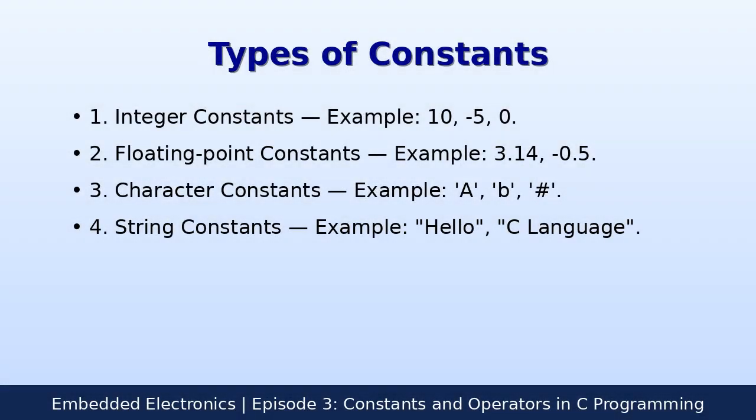Constants in C are of several types: integer, floating point, character, and string constants. For example, 10, -5, and 0 are integer constants. 3.14 is a floating point constant. Single characters like capital A or # are character constants, while text in double quotes like "hello" are string constants.